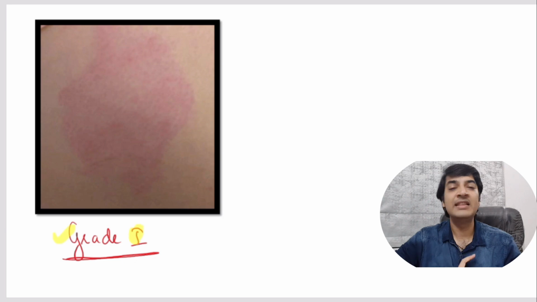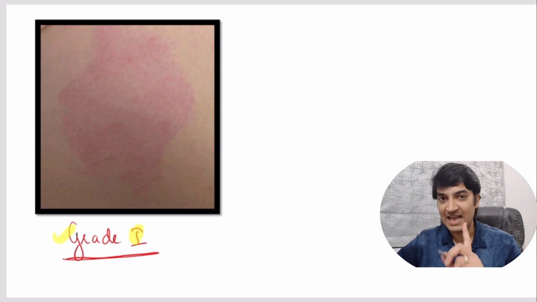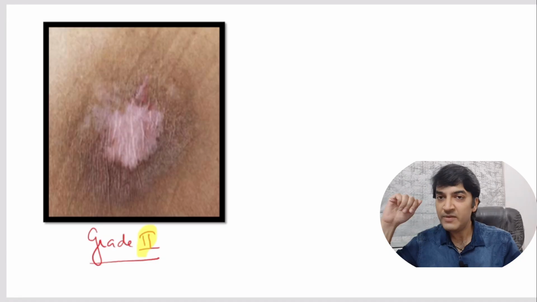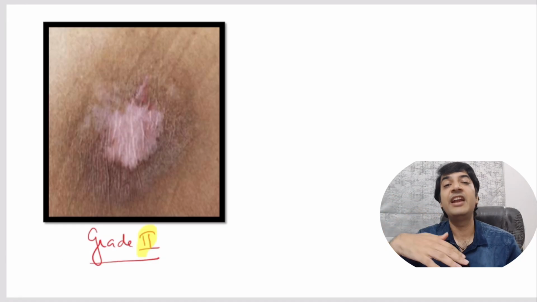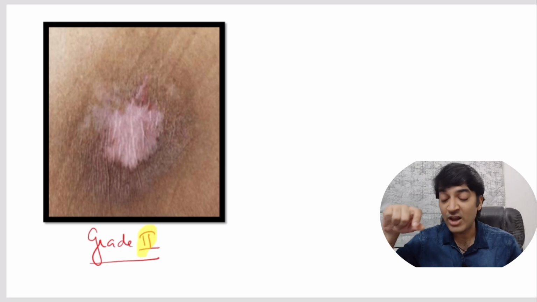फोटो में केवल एरिथेमा दिखेगा, नॉन ब्लांचेबल है कि ब्लांचेबल है, that you have to confirm on clinical examination. Okay, all right. Then what are you looking at here? This is the grade 2 or the stage 2 of the pressure injury, where there is partial thickness skin loss.